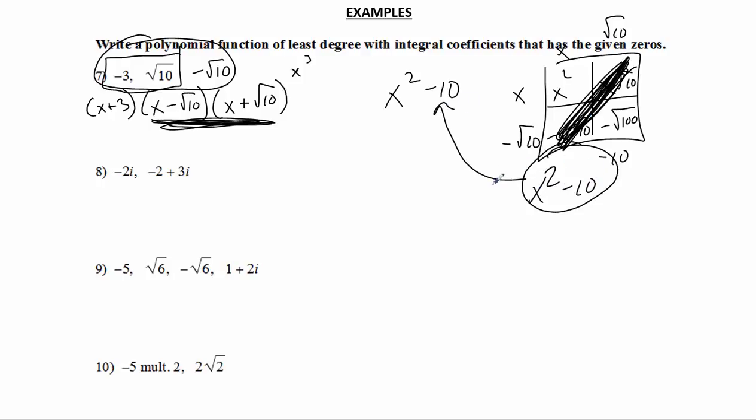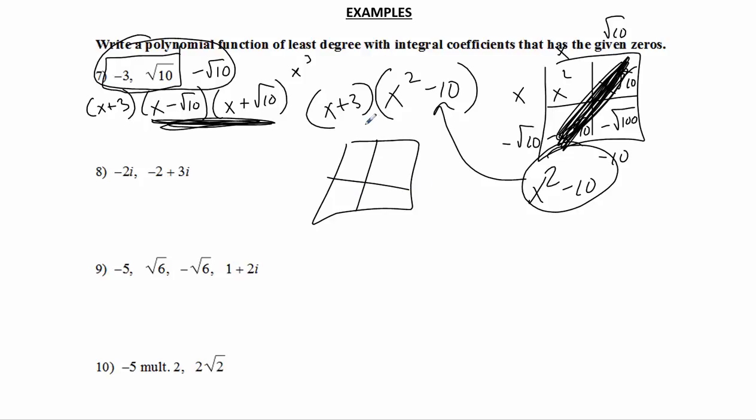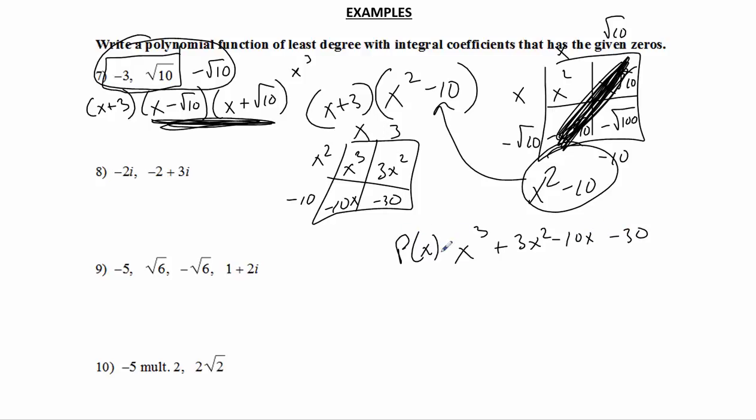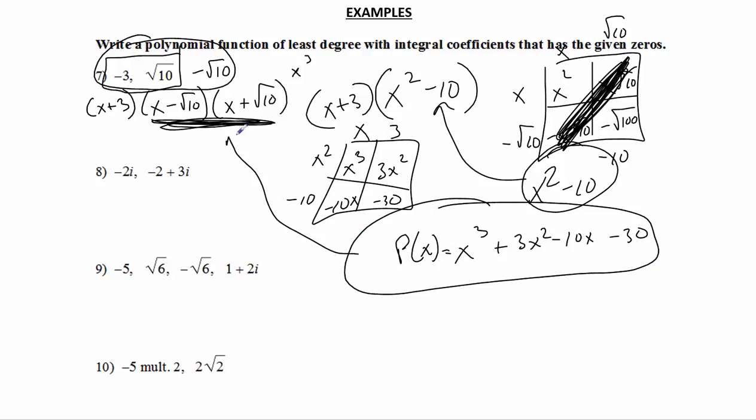So that's very easy and very fast to do. Please do that in your head if you can. It just saves a lot of time. Okay? So I have x squared minus 10 times x plus 3. Now I'm going to multiply that. So use a box here. We get x to the 3, x squared, negative 10, 3x squared, negative 10x and then negative 30. And I can write it out as x to the 3rd plus 3x squared minus 10x minus 30. Remember, with p of x out front, or f of x, whatever you want to use. But this is our answer for number 7.